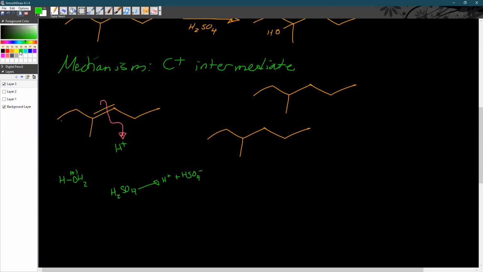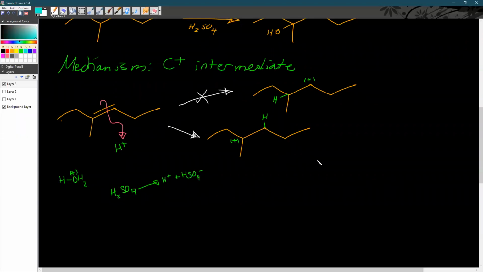Either it gets added to the more substituted side and we get a carbocation on the less substituted, or it adds to the less substituted and the carbocation goes on the more. Like I said, these are both totally valid options, but which one is going to get chosen? It's going to be this more substituted carbocation. Why? Because it is more stable.